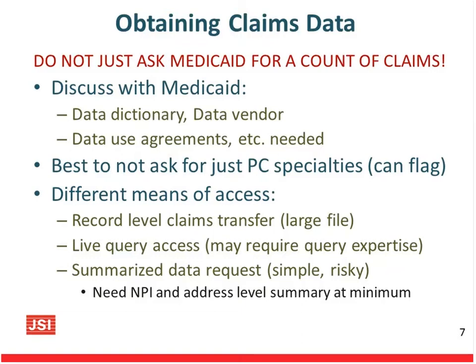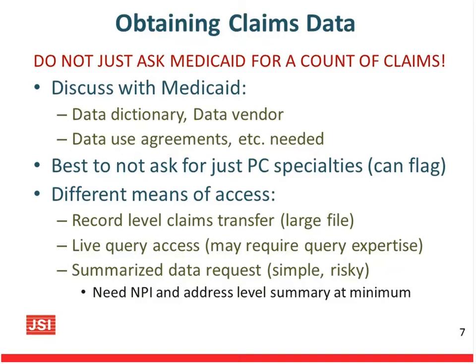There are different ways that you'll get access to the data. So here are three ways that I've found that you can get access, depending on the Medicaid department. One is what I'll call a record level transfer. Every claim is one record in a big data file. So it often produces a very large file, depending on your state and how many fields you're going to get along with that data. But then you've got all the data, so it gives you a lot of control.